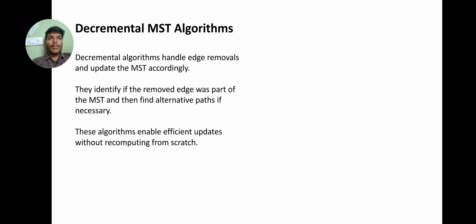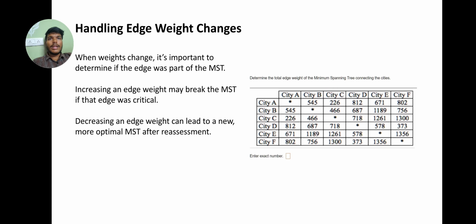These algorithms enable efficient updates without recomputing from scratch. The decremental algorithm handles edge removals and updates the MST accordingly, and it identifies if the removed edge was part of the MST and then finds alternative paths if necessary. This is the decremental MST algorithms. And the next slide is handling edge weight changes.